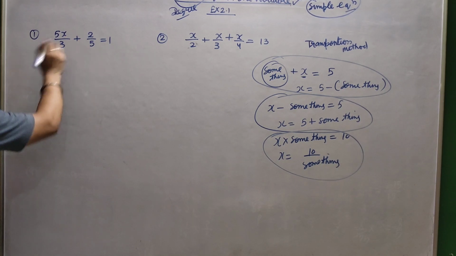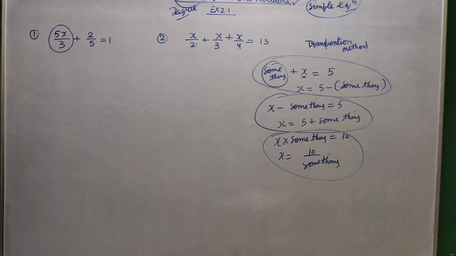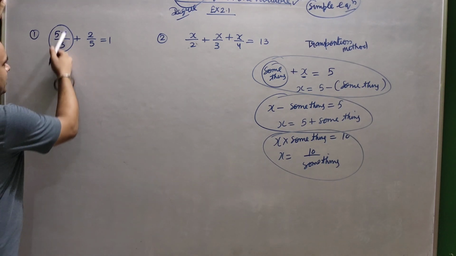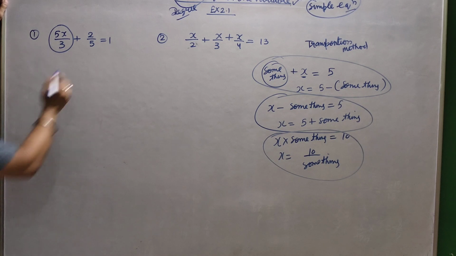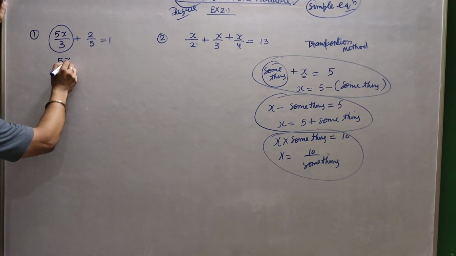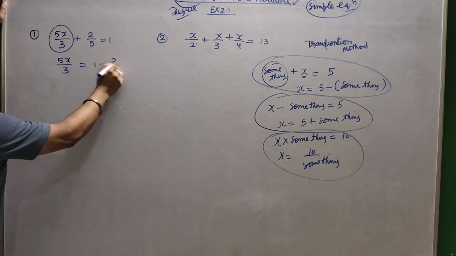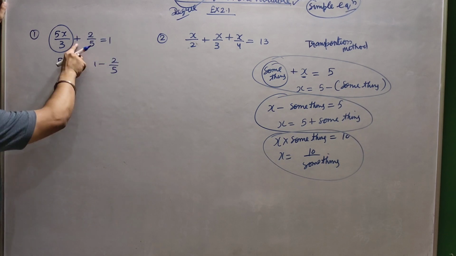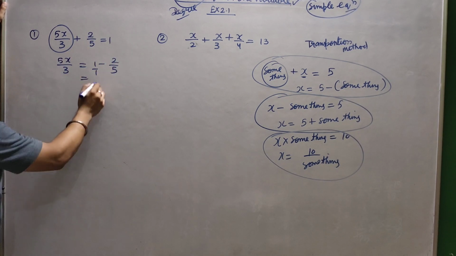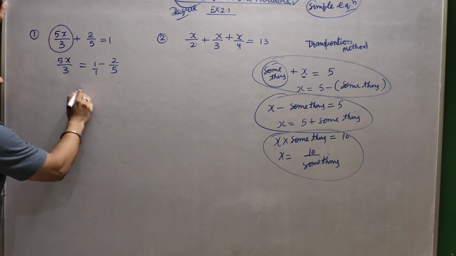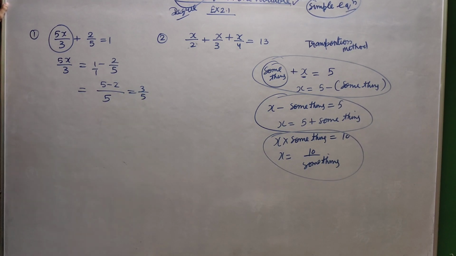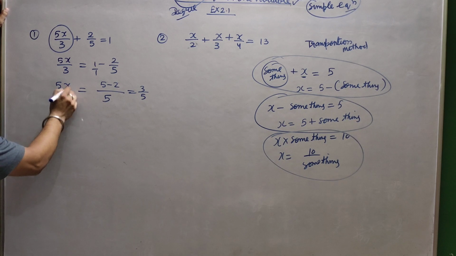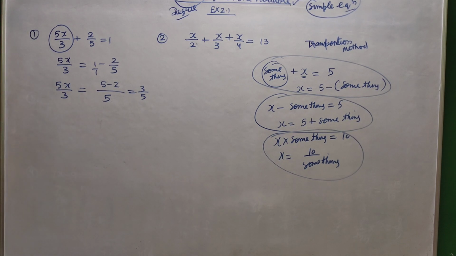You can see the variable part is attached with this. Now you can see that with this variable part, this 2 upon 5 is in plus. So first of all, we will shift this constant part to the other side. It will shift there in minus because it is plus. And what is the LCM? So it will be 5 minus 2, and 3 upon 5. And it is 5x upon 3 now in this case.